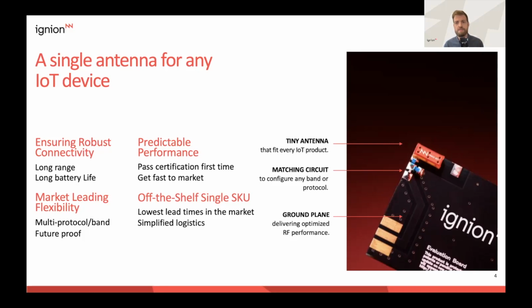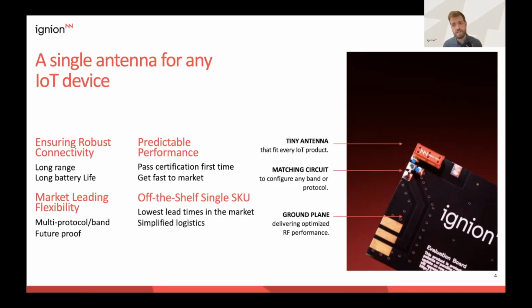And this gives you a ton of benefits. It ensures that you can get robust connectivity overall, so you achieve long range and long battery lifetime in your next design. It enables predictable performance because we can simulate, and I'll show you the services around that later, the final performance that you will end up with even before you do your design. And you can do that with multi-protocol, multi-band. So when you add an extra frequency band in the future of your device, you do not need to change your whole design, you can still use the same antenna.